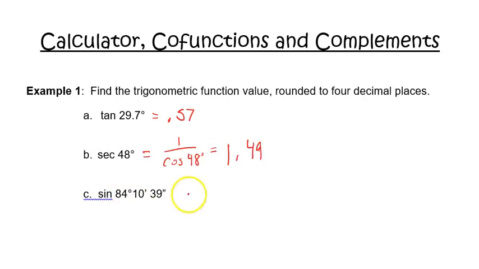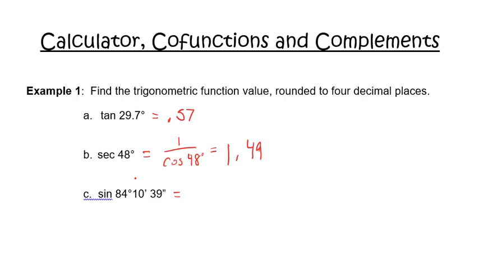And then finally, example C has degrees, minutes, and seconds. And you have to remember where to locate those. So I'm going to hit sine. I'm going to put 84. You're going to go second apps, which is your angle menu, and get your degree symbol. So it'll look just like you're seeing it here. And then you're going to type in the 10. Go second apps, which is your angle menu again. Go down to the second one, which is your minutes mark.